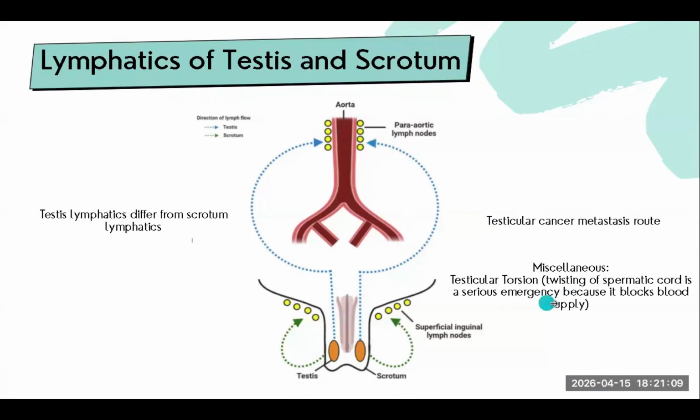Something which I don't know where to add, honestly, which is testicular torsion. Testicular torsion is a very serious emergency, and it happens when the spermatic cord twists. And this may lead to blocking of the blood supply to the testes, and you can imagine what's going to happen if this remains. Testes would lose the blood supply, and they would end up dying, and that's why it's a very serious emergency.